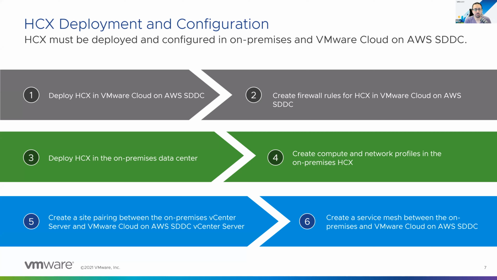Next, we need to create firewall rules to allow connectivity to HCX, and that can be over the internet, ideally over a private connection such as VPN or Direct Connect. We also need to deploy HCX in the on-prem data center to allow that connectivity between the two vCenters and provide the ability to migrate workloads.